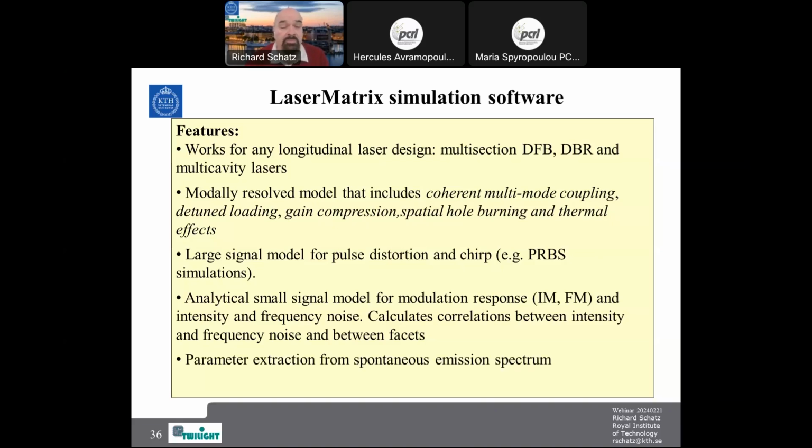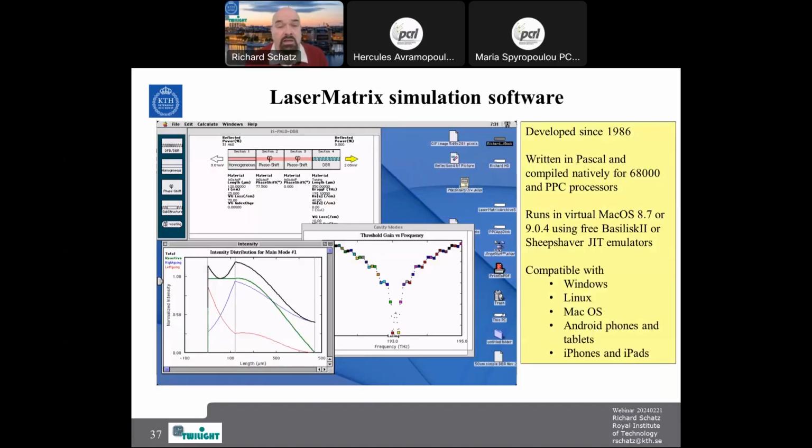Then there is a parameter extraction model, so you can extract parameters if you have a spontaneous emission spectrum for any laser, both DBR laser designs or DFB lasers, any laser, and it's quite fast and efficient. Everything is implemented with a user-friendly graphical interface, so it's a very fast learning curve. I use it even for my students, so they can do a lab on it. So here is how it looks.